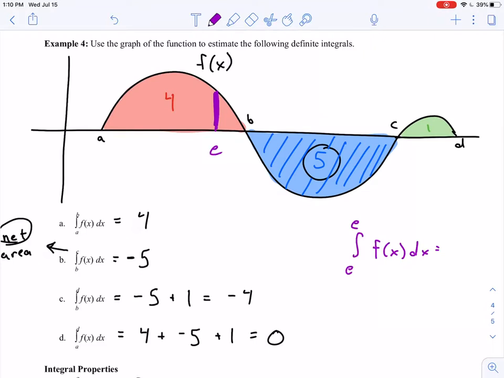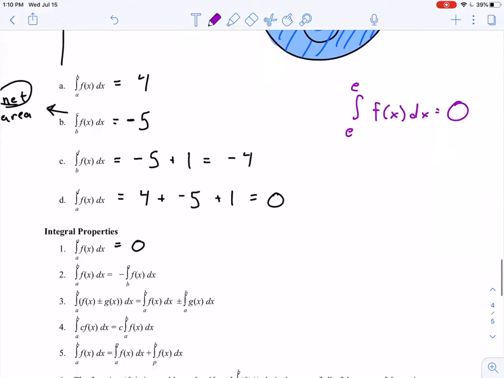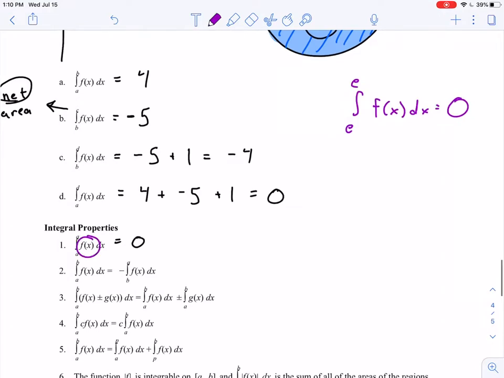Well, area needs to have width, right? You would say, okay, what's the width of this shape? But since we're not moving to the left or to the right, it has no width. And if it has no width, it has no area. So the definite integral in that case is 0. So if your lower limit of integration is the same as your upper limit of integration, it doesn't matter what your function looks like. That definite integral is always going to be 0 every single time.